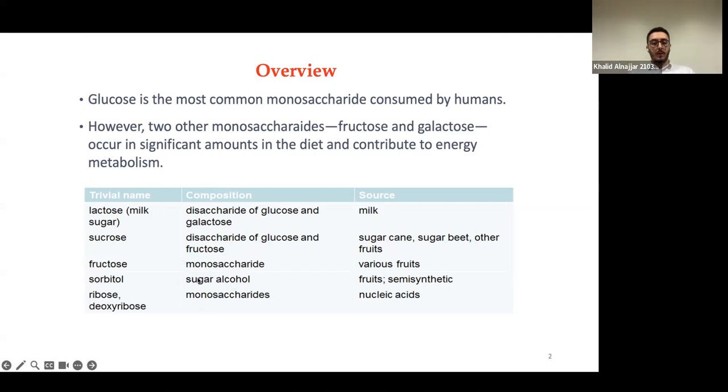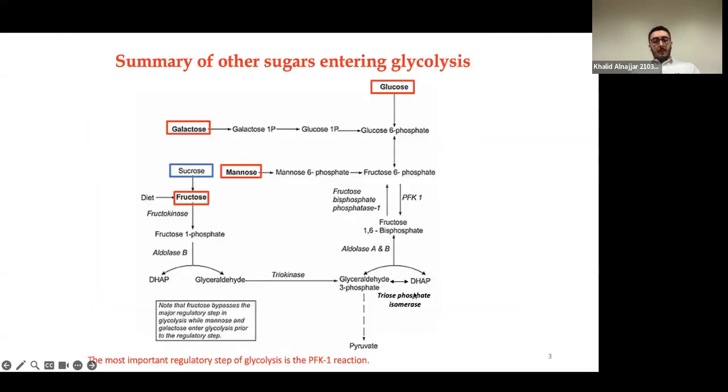Sorbitol is a sugar alcohol. It is not a monosaccharide, but your body can deal with it, and I will explain how in a bit. It also comes in fruits. Ribose and deoxyribose are monosaccharides, and they come from nucleic acids. This is a small, let me hide this. Okay, this is what I'll be explaining today, basically.